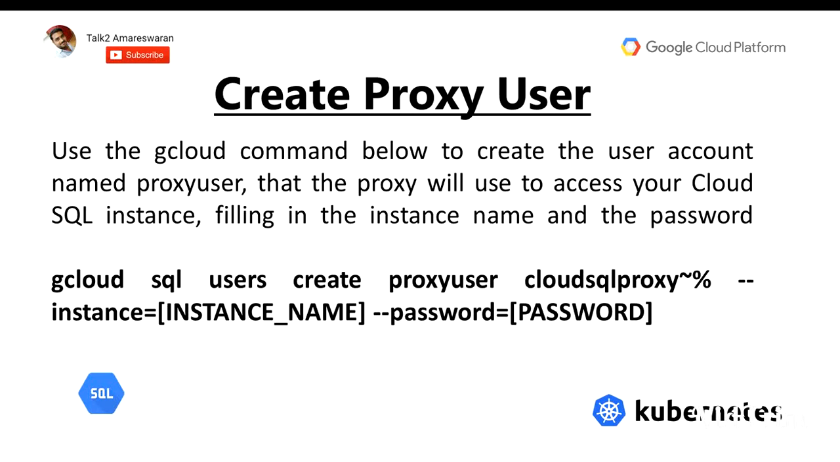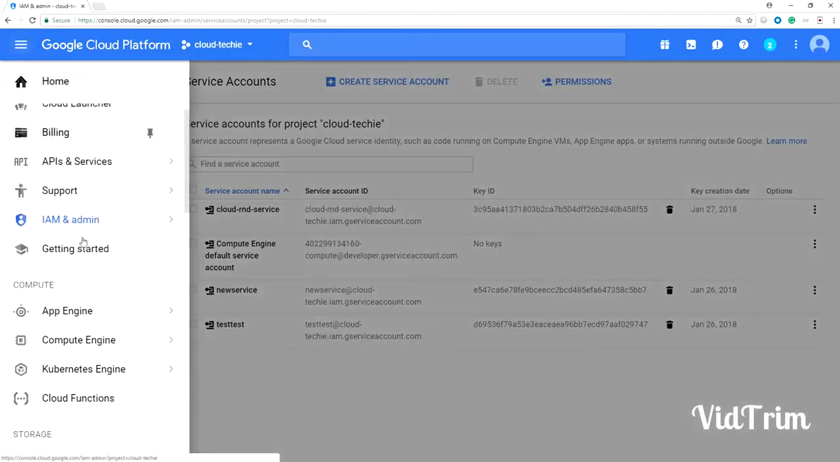And then create a proxy user. Use the gcloud command below to create the user account named proxyuser that the proxy will use to access your Cloud SQL instance, filling in the instance name and the password. So below is the command, gcloud sql users create proxyuser, and then the host name is cloudsqlproxy, and then the instance name and the password you need to provide to create a proxy user to access the Cloud SQL Proxy from your Kubernetes Engine.